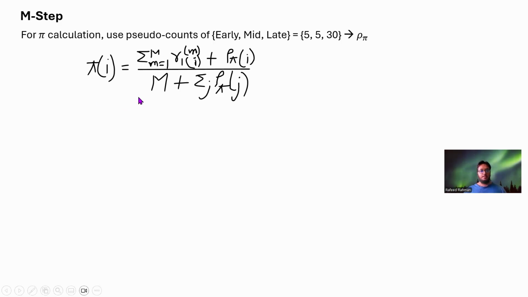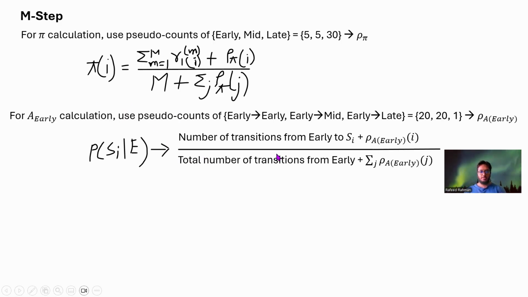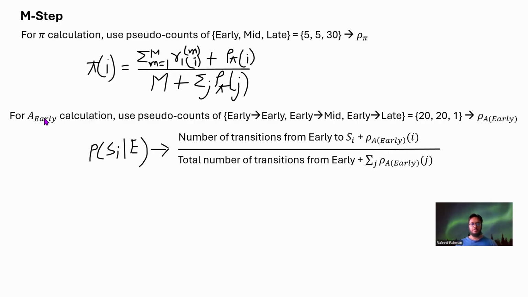Okay. Now, the next thing that we need to know is how to get the transition. We talked about early stage bias, so we want early to late to be less probable. So we give 1 here and we can give 20, 20 here. And again, if we want to make this strength higher, we can assign maybe 200, 210 right here. And in the calculation of the probability of going to some state S_i, given that we are in early stage, we can add these things right here.